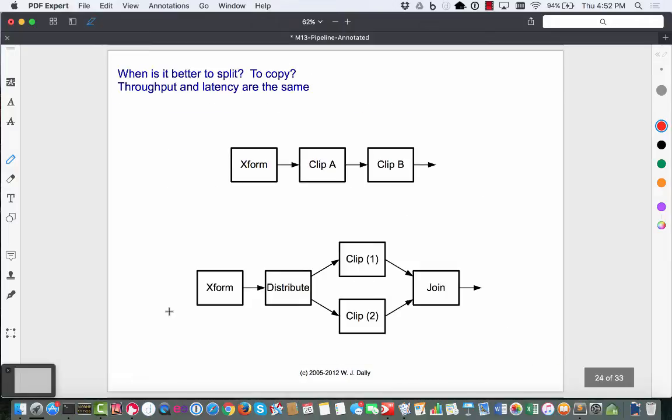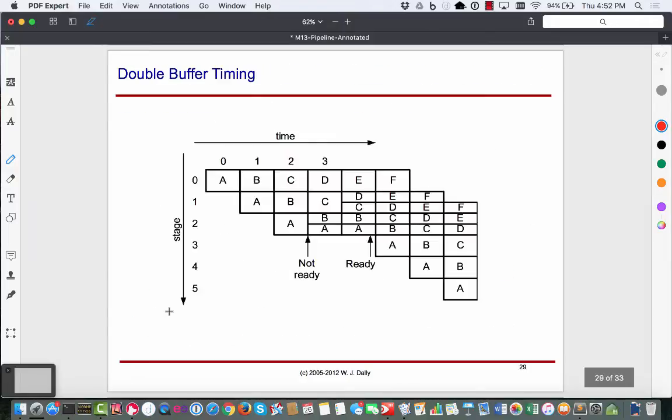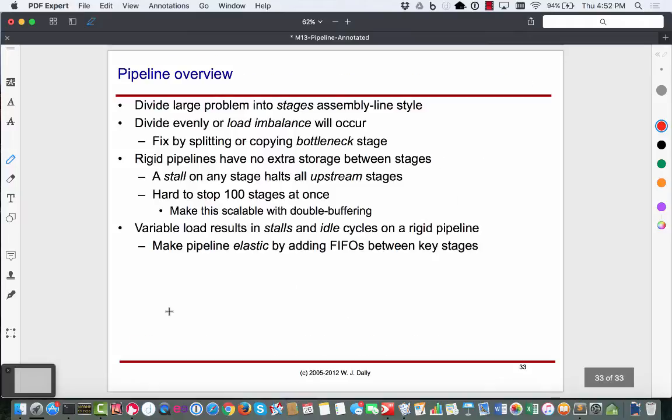Yeah, I'm going to skip this part. Okay, ignore the rest of the slides. Yeah.